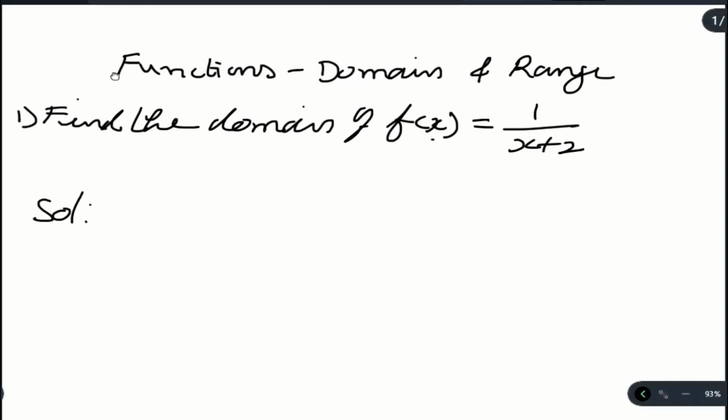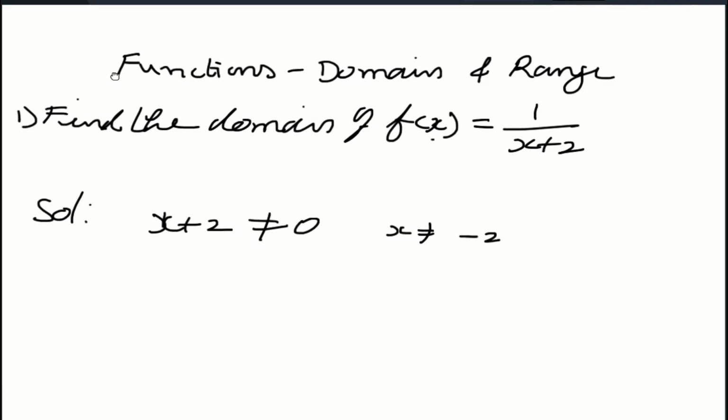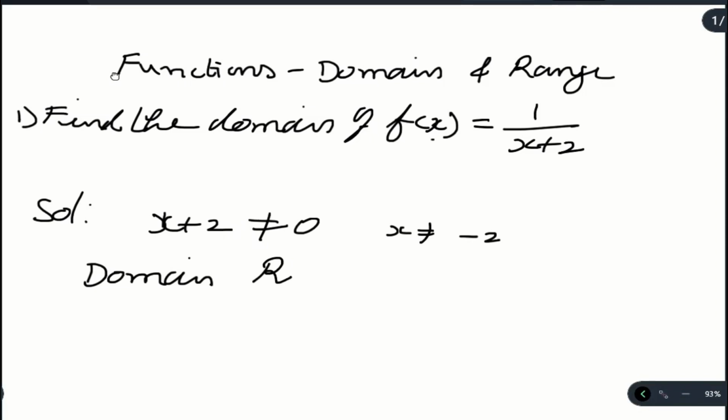Clearly, in 1 by x plus 2 the numerator is 1. So it will be defined if and only if x plus 2 is not equal to 0. It should be defined. Means x should not be equal to negative 2. It can take any value other than negative 2, then 1 by x plus 2 will be properly defined. So I can write the domain as the set of all real numbers except minus 2.